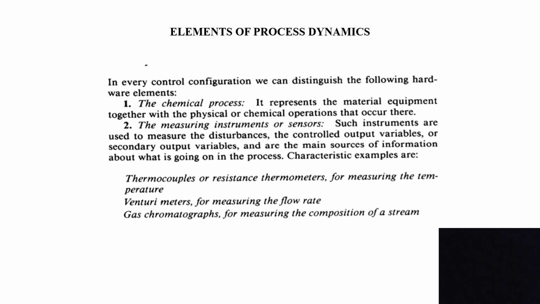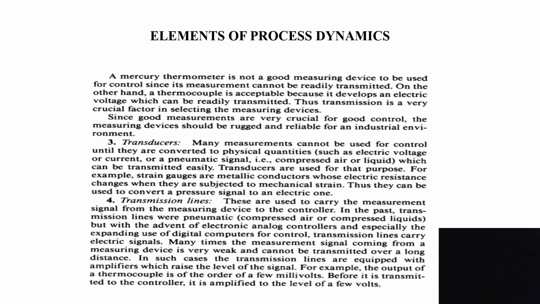The next element is a sensor. It's very clear that when you want to measure a particular parameter to model or control, you need to have a sensor, to measure the controlled output variable or a secondary output variable. For example, a thermocouple or resistance thermometer is used for measuring temperature, a venturimeter for measuring the flow rate, or a chromatograph for measuring the composition of the stream.